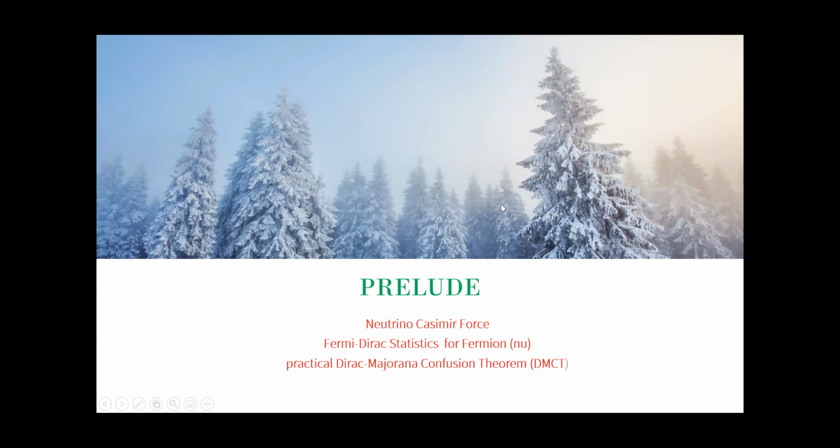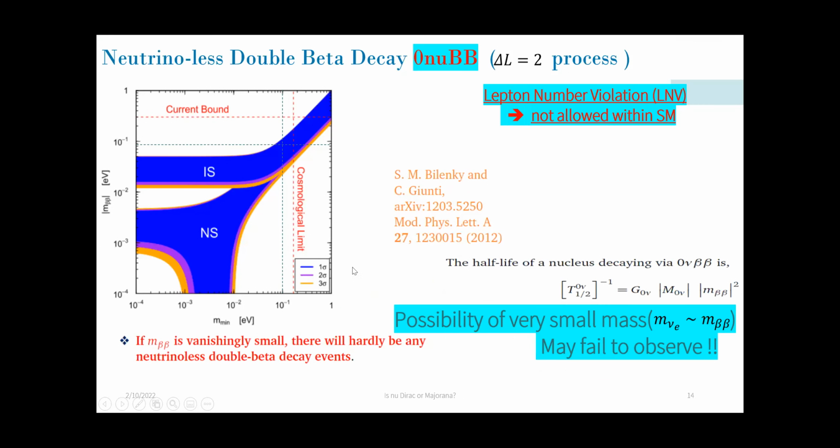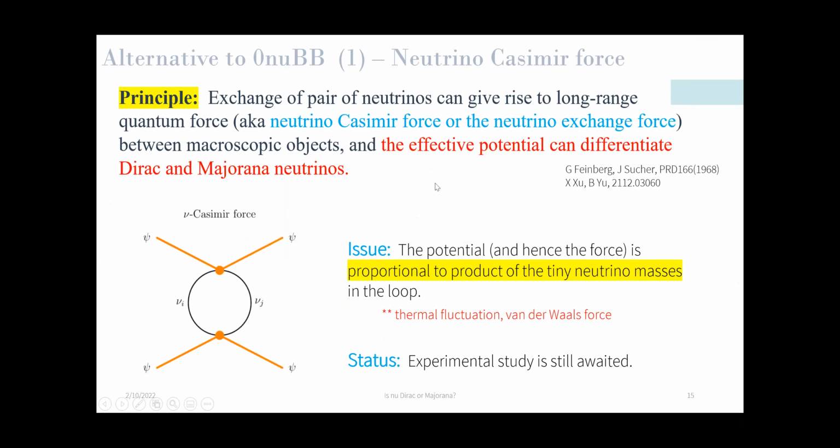Now I'm going to my main ideas. As I mentioned, there is a large possibility of failure in using neutrinoless double beta decay to find out if the sub-eV neutrino is Dirac or Majorana. There are alternatives. The first alternative is the neutrino Casimir effect, but this one is not that good because the difference between Dirac and Majorana is proportional to the tiny neutrino mass. As I mentioned, it is so tiny, and there are also large van der Waals forces and thermal fluctuations. So using the neutrino Casimir effect to distinguish Dirac and Majorana is horrible, and nobody is going to use that.